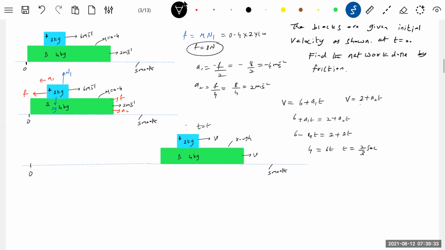We'll calculate the displacements now. So what is x1, the displacement of the block here? Altogether, how much displacement has it undergone? So x1 equal to ut plus half a1 t square. Similarly x2 equal to ut plus half a2 t square. Okay, somebody should give values of x1 and x2, put it in the chat box.